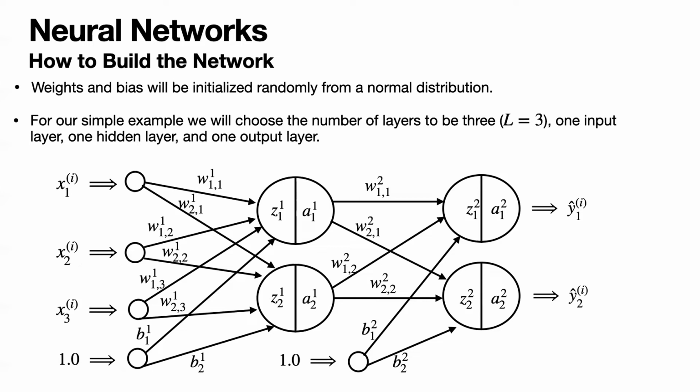And we're going to say L is equal to 3 here. There's 3 layers. So capital L is going to denote the number of layers, and it's inclusive to the input layer. That's my terminology.